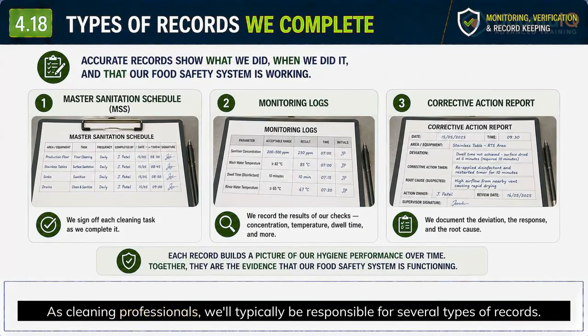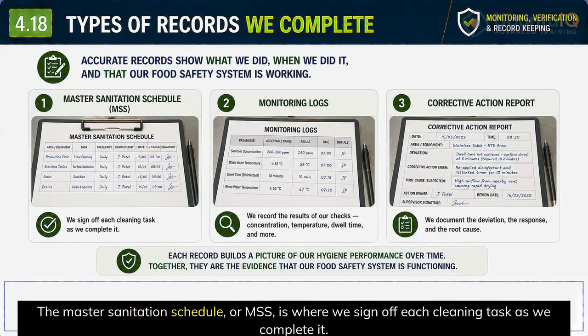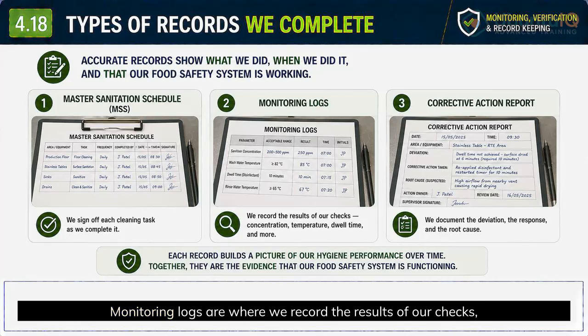As cleaning professionals, we'll typically be responsible for several types of records. The Master Sanitation Schedule, or MSS, is where we sign off each cleaning task as we complete it. Monitoring logs are where we record the results of our checks, the sanitizer concentration at the start of each shift, the temperature of the wash water, the dwell time we achieved. And when something goes wrong, we complete a corrective action report, documenting the deviation, the response, and the root cause. Each of these records builds a picture of the facility's hygiene performance over time. Together, they're the evidence that the food safety system is functioning.